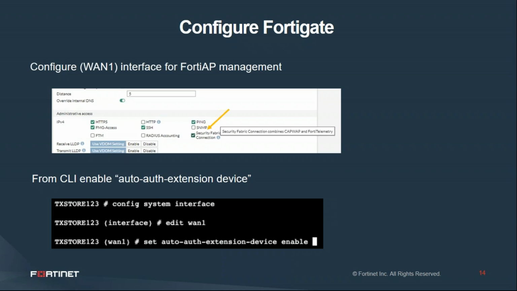If you don't enable the auto-authorize extension devices, then the devices will show up on the FortiGate, but they will require that the administrator right-click on them and authorize them to join the network. So there is an additional security piece there in manually doing it, but for the zero configuration option, we enable it, and then the access points get automatically authorized.